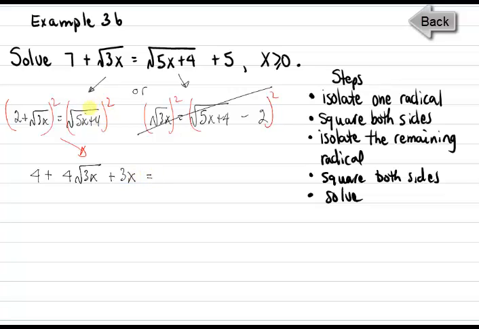Okay, and on the right, you just want to undo your square root. When you square it, that gives you 5x plus 4. Okay, so that takes care of our first two steps. Now we want to isolate the remaining radical. Our remaining radical is 4 square root of 3x. So that means we want to move the 4 and the 3x over to the right.